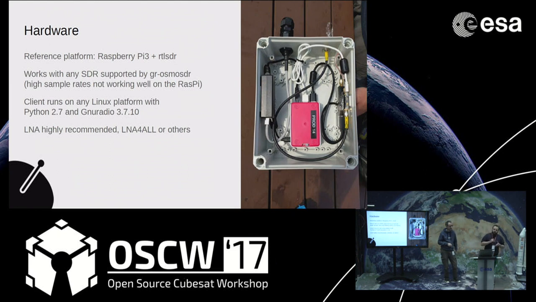About the computational unit, we have a reference platform which is a Raspberry Pi 3 Model B and an RTL-SDR. However, you can use any SDR that is supported by gr-osmosdr. And also you can use any architecture or PC, laptops, whatever, that runs Linux with Python and GNU Radio. Also, it's highly recommended to use an LNA for getting better results. Almost all the SatNOGS stations have one. For example, LNA4All.